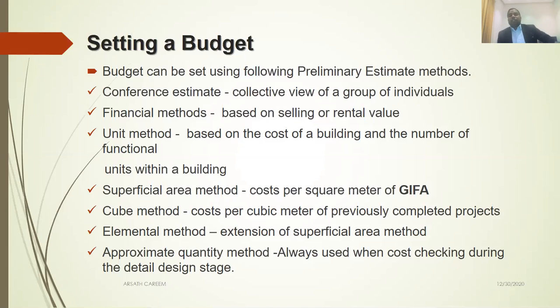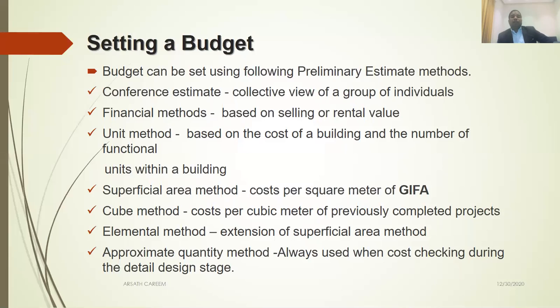What is gross internal floor area? As per the RICS definition, you can see the definition. Internal face of the external wall, excluding the staircase, lift, passage. So all the usable areas we can count as gross internal floor area. This is the per square meter area. For example, if one building costs 500 million and your area is 10,000, your 500 million divided by 10,000, you will get cost per square meter.